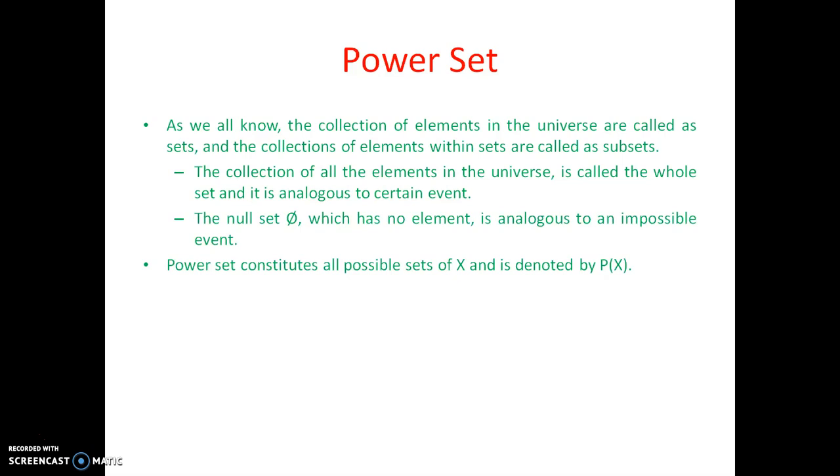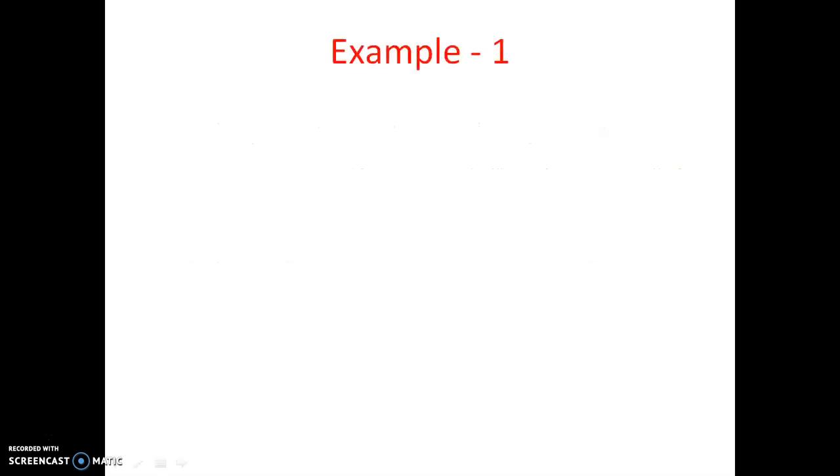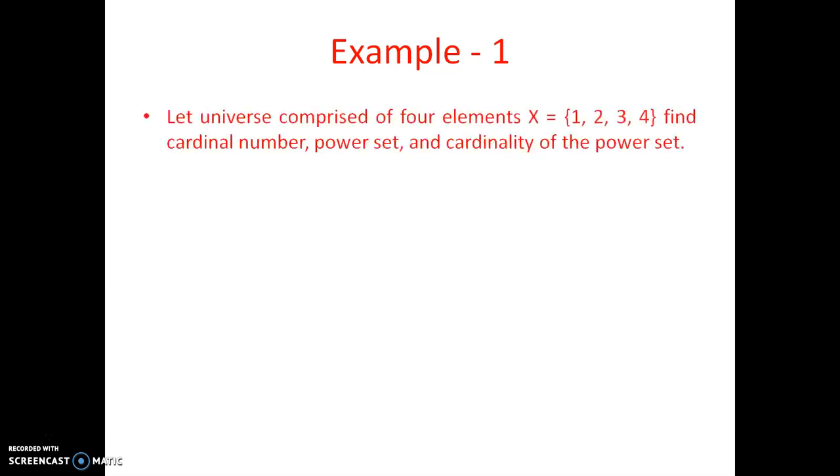Let us solve some problems based on cardinal number, power sets and cardinality of the power set. Let us take an example. Let the universe of discourse be 1, 2, 3, 4, and let us find the cardinal number, power set, and cardinality of the power set. We already discussed that the cardinal number means the number of elements in the universe of discourse. So I can say that the cardinal number is 4 in this case.